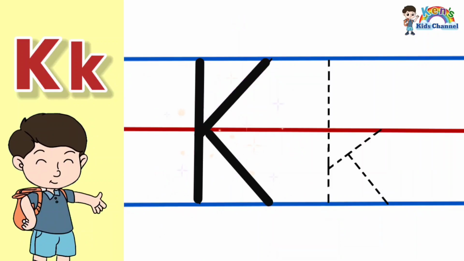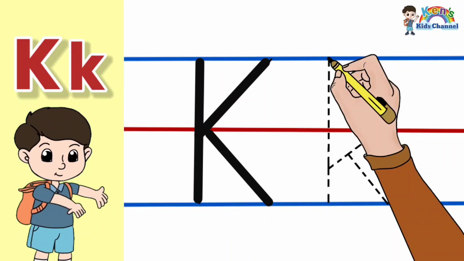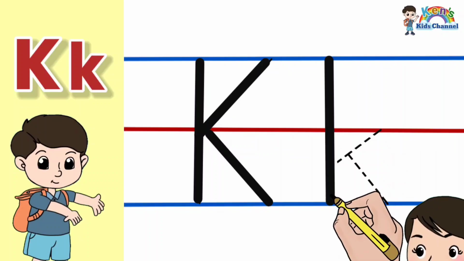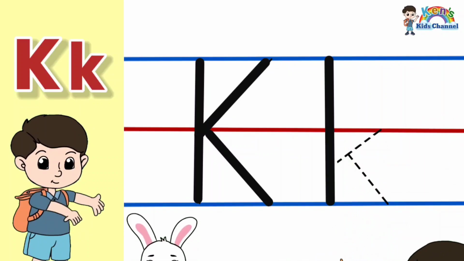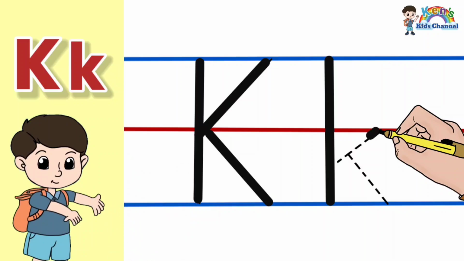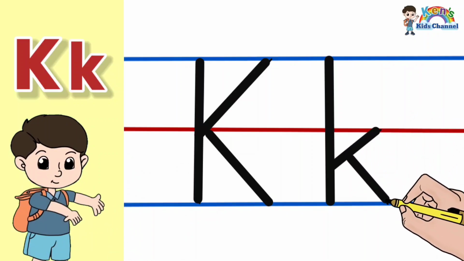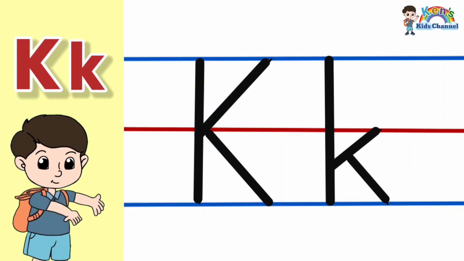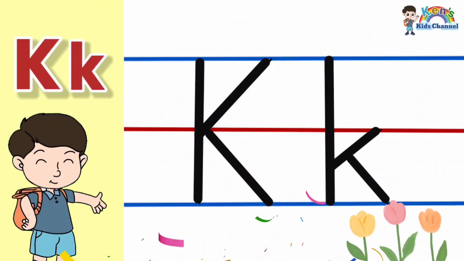Wow! Kids, let's write this small letter K. Start at the top and straight down to the bottom line. Now go to the middle line, slant down left, and slant down right to the bottom line. Great job, kids! Hooray!